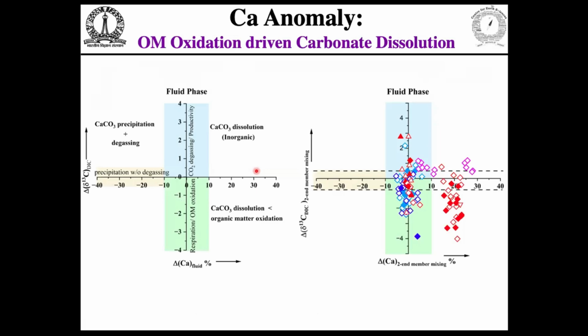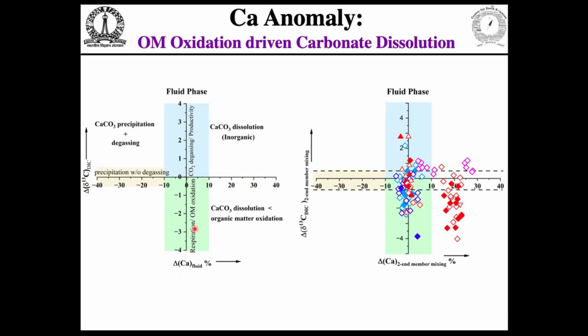Now we're going to look at the data on this axis. This is a graph where we are plotting percentage changes in calcium concentration in fluid versus changes in carbon isotopic composition of the dissolved inorganic carbon in the fluid phase. Moving along the x-axis towards a positive value means your calcium concentration is going up. Moving down the x-axis means calcium concentration is going down. Moving up the y-axis, delta 13C is becoming heavier. Moving down the y-axis, delta 13C is becoming lighter.